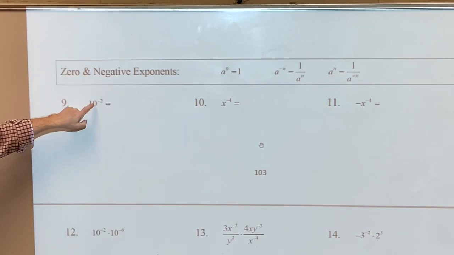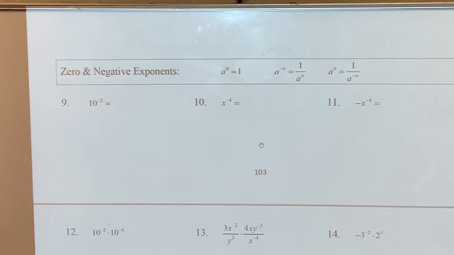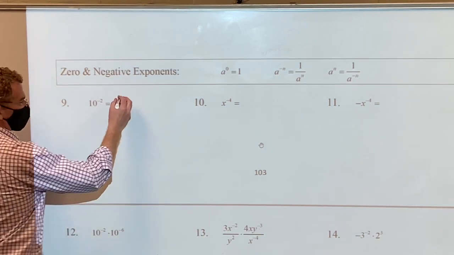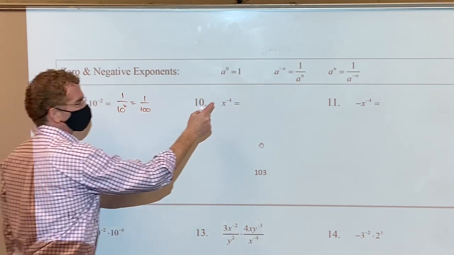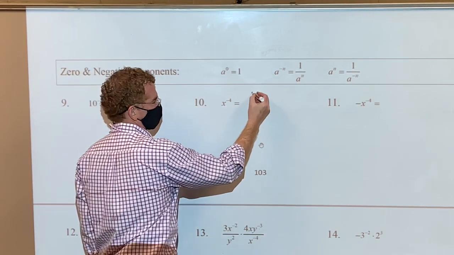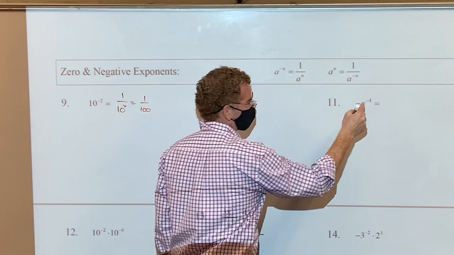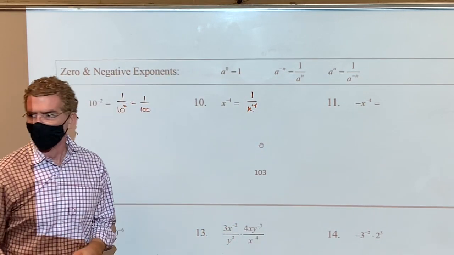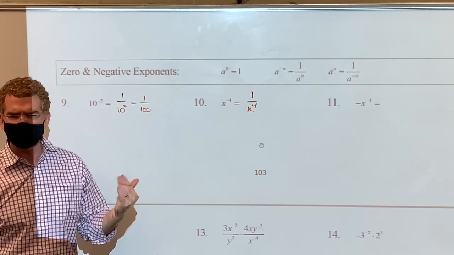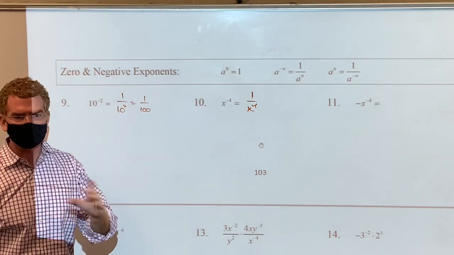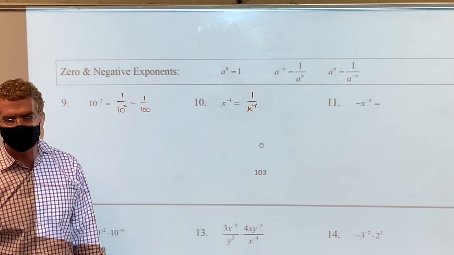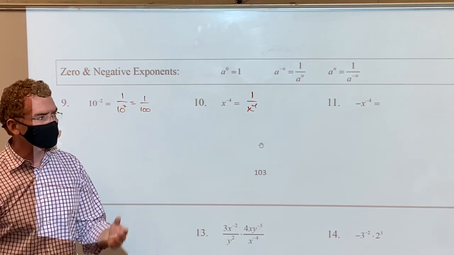So how can I rewrite this? 1 over 10 squared, which simplifies to 1 over 100. What about this? 1 over x to the 4th. 1 over x to the 4th, great. What about that? Now be careful. What is being raised to the negative 4 power? The negative or the negative x or just the x? Negative x. A lot of people think negative x.